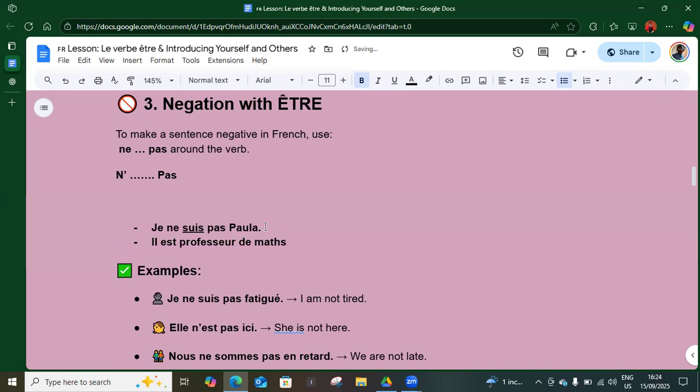Okay, he is a math teacher, or I can say il est professeur d'espagnol. He is a Spanish teacher. Okay, where is the verb? The verb here is est, and I'm going to underline this verb. Does the verb start with a vowel or a consonant? You can see that it starts with a vowel, E.